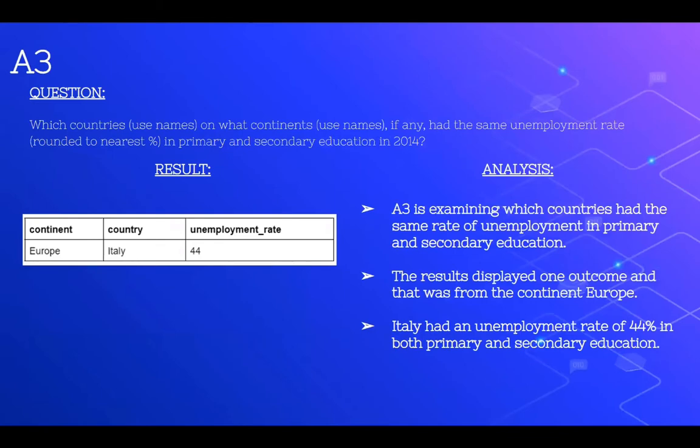For question A3, we are looking at which countries on which continents had the same unemployment rate in primary and in secondary education in 2014. The results from the outcome are the continent Europe and the country is Italy. The unemployment rate is 44% in both primary and secondary education.